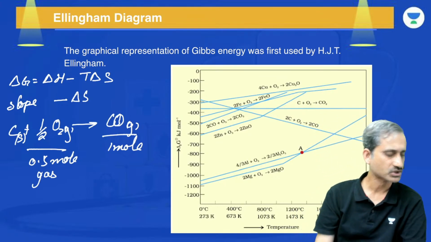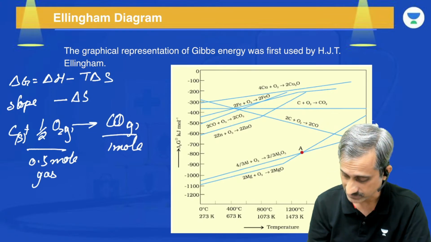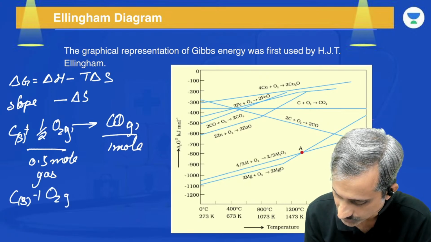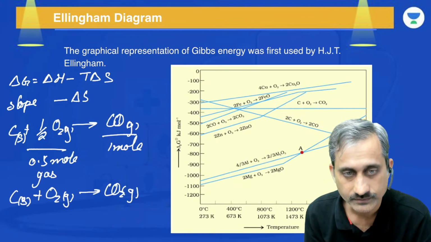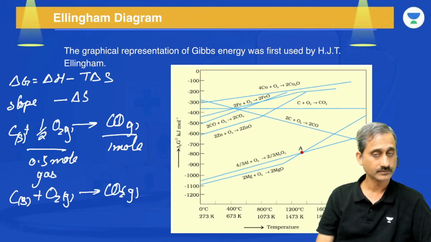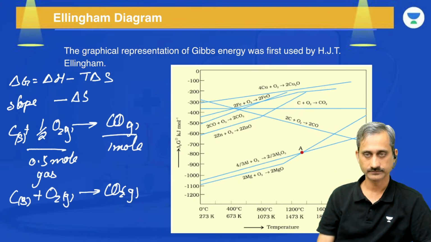Otherwise, for the formation of any oxide, the entropy either remains the same, and that is something like C solid plus O2 gaseous, forming CO2 gaseous. Now here the entropy does not change. The entropy remains the same. For all other substances, the entropy actually decreases. So everything else has a positive slope.